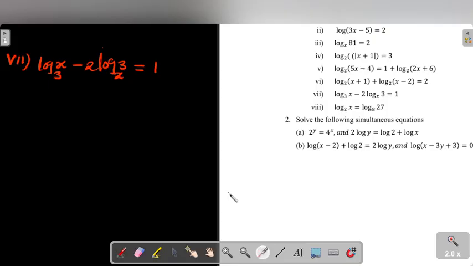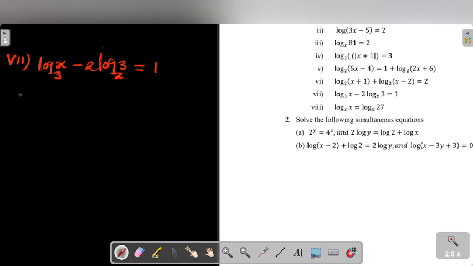So the first thing, you look at the bases. We have the base 3 here, and the base here is x. So here we can't apply that property because the bases are not the same. So what we're going to do first is change this part so that it has a base of 3. We change this base x to base 3. That's what we're going to do.